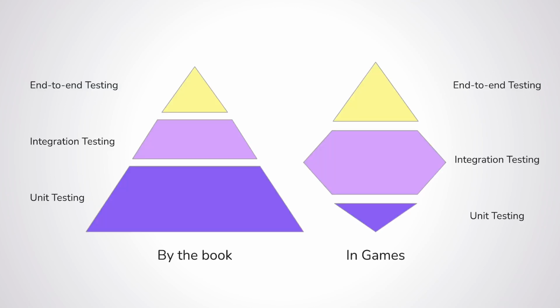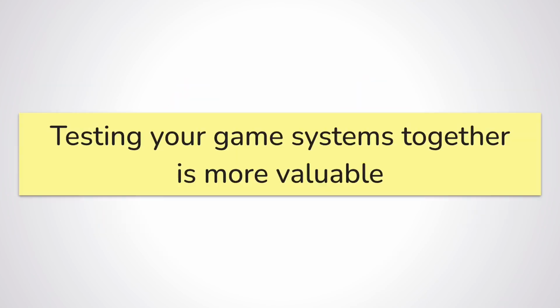What this means for testing is that the classic testing pyramid might be questioned. If the system you're building is more coupled, unit tests will be less useful than integration tests or end-to-end tests. Most of your bugs will be found in the interaction between the different systems of your games. In other words, the lesson here is testing your game systems together becomes more valuable than separately.